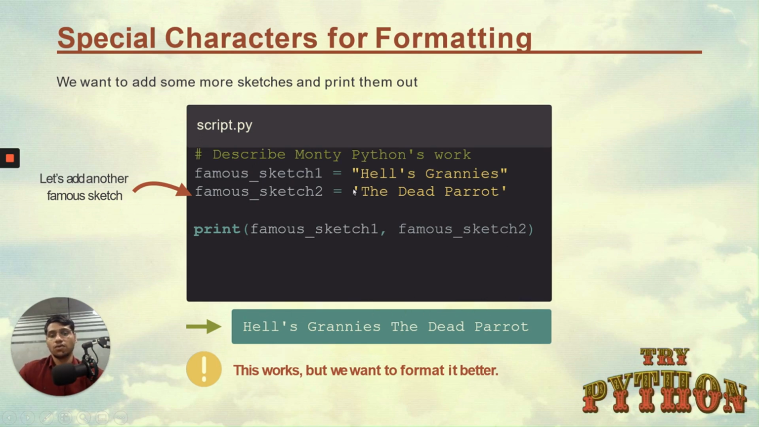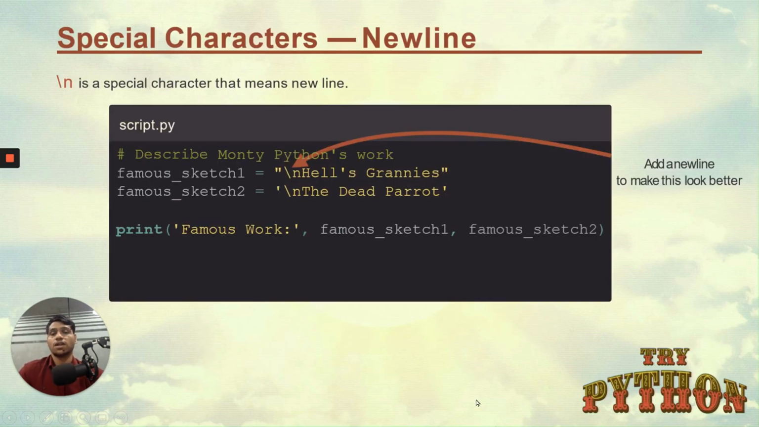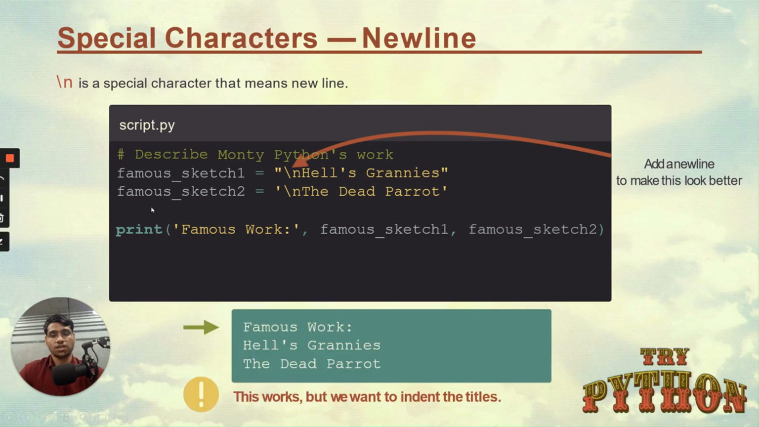Now let's say that I want to print this Hell's Granny in the next line and this Death Parrot also in the next line. So this is where we can use a special character called \n. So it's actually a string only. In the string you write \n. What this \n will do is move the entire string that you have after \n to the next line. So in this case, first famous work is printed, then famous sketch should be printed here, but due to \n, the entire Hell's Granny is printed in the next line. And then finally again famous sketch2 is printed in the next line. Now this next line is happening because of \n.